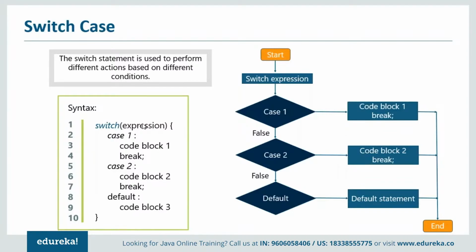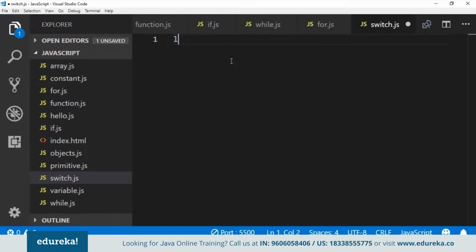So basically the value of the expression is compared with the value of the cases. So if there is a match, then the associated block will be executed. So if the value of this expression and the value of this case is the same, then this code block will be executed. Okay. Let's try this with an example. So let's create a new file called switch. Okay. Let me type out the code and then you'll understand what I'm saying.